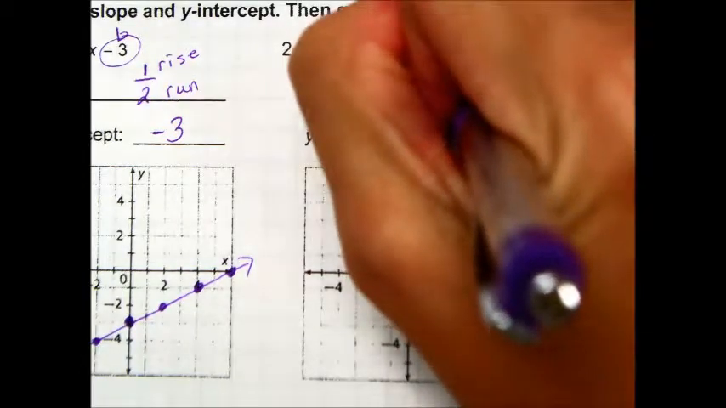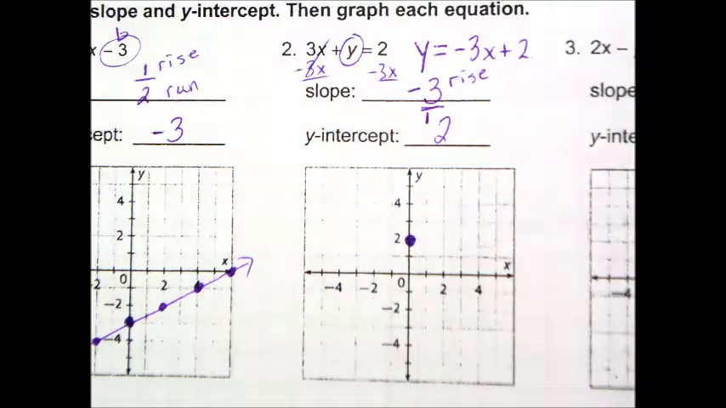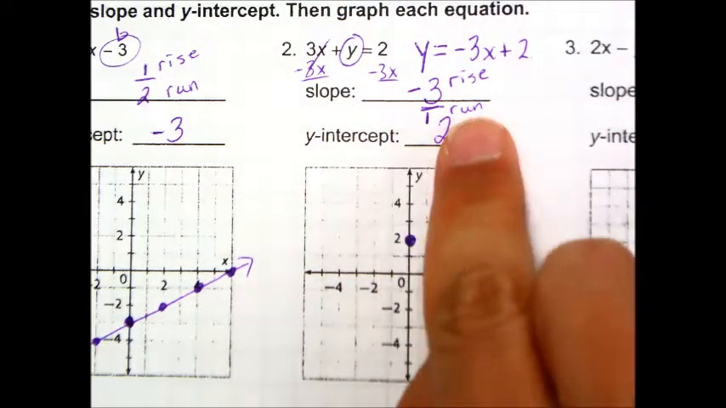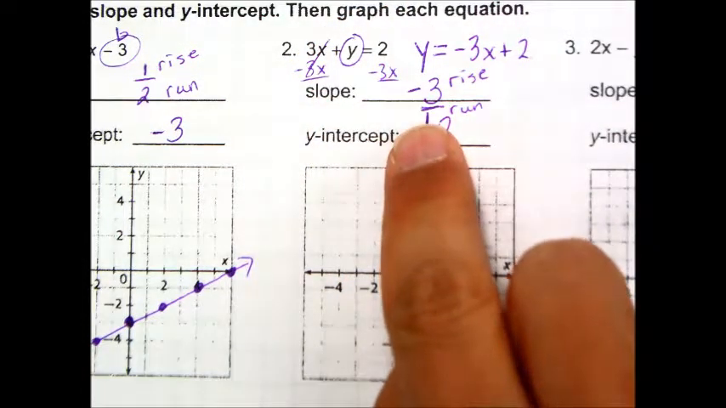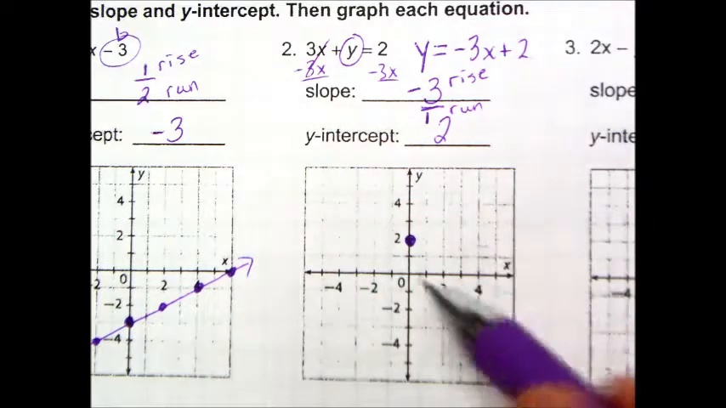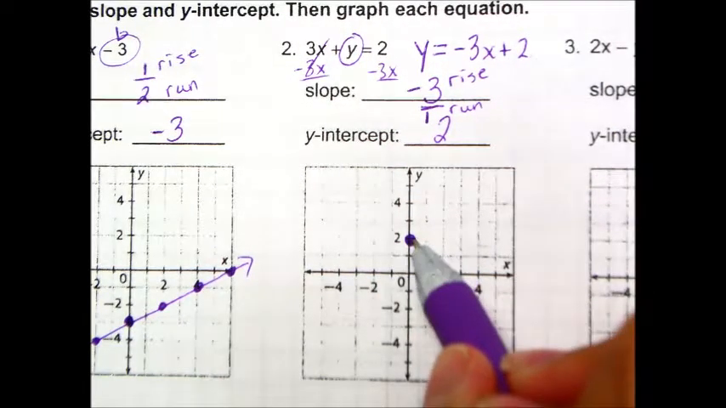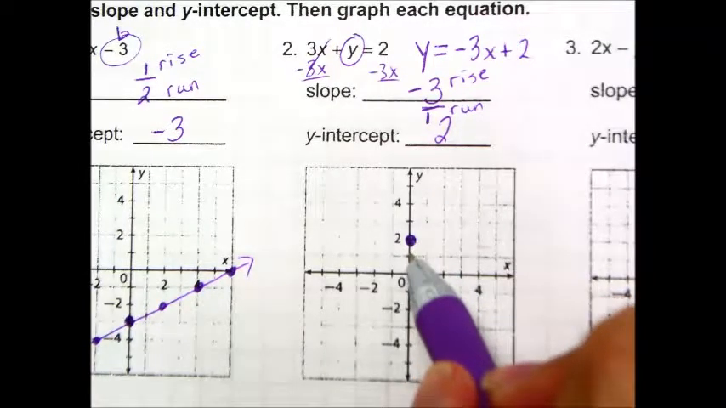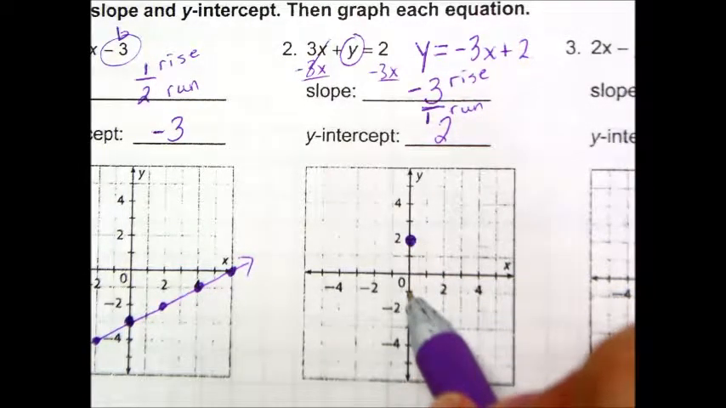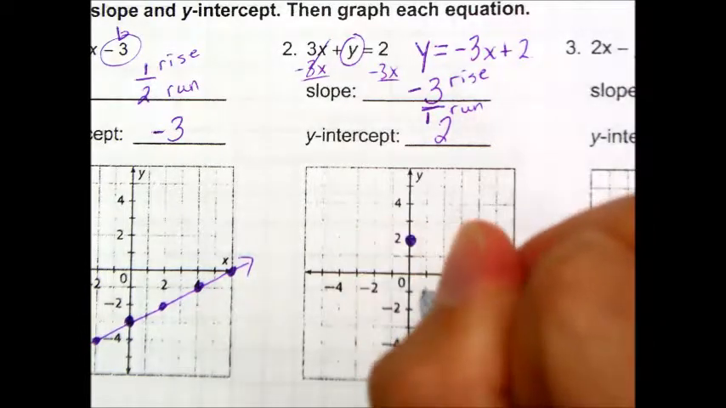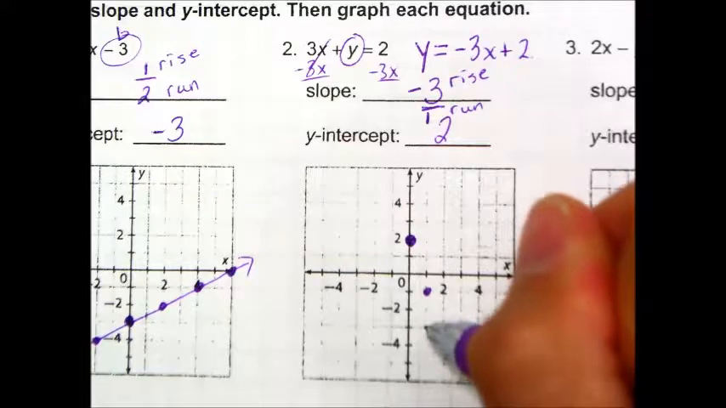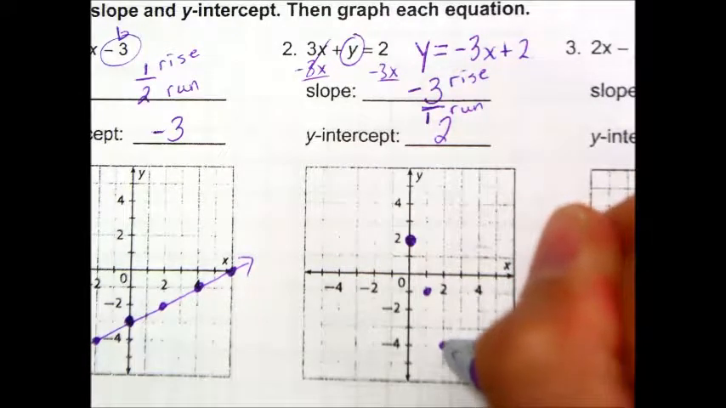So in other words, my rise is -3. My run is 1. So if there is no denominator, treat it as if it's a 1 and watch how that's going to play out on our graph. If I put my pen on the 2 and my rise is -3, I would have to go down 3 for -3. And then my run is 1, so I would go over 1. Again, down 3, over 1.